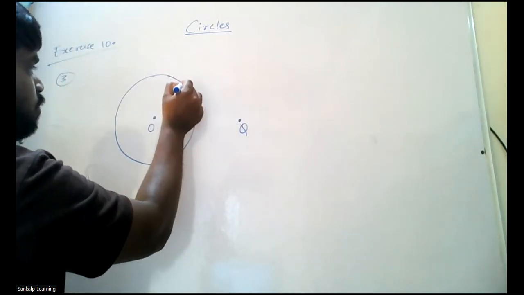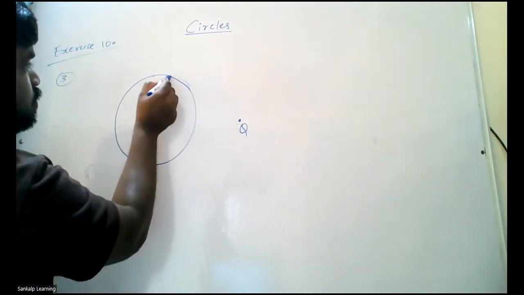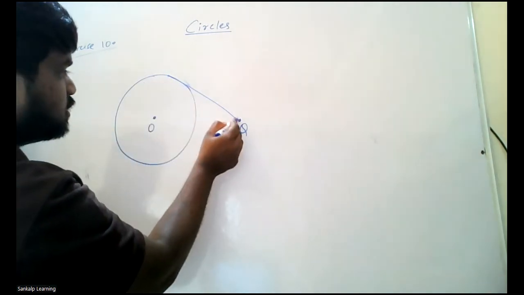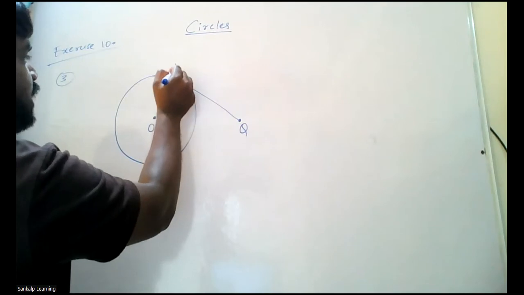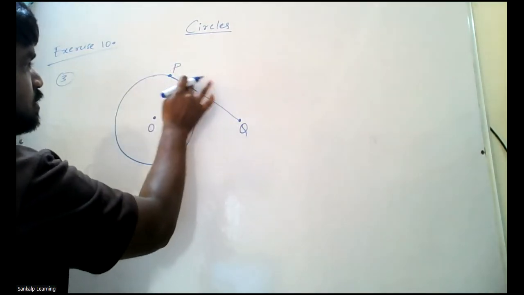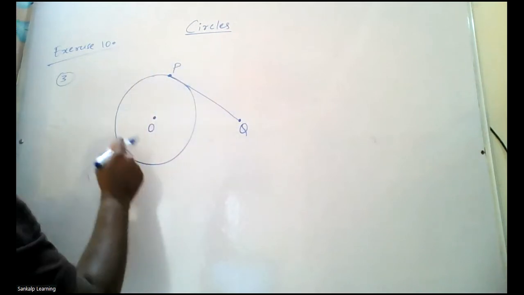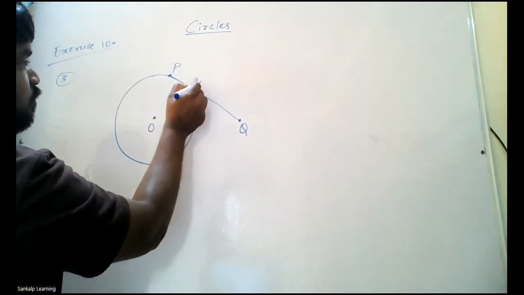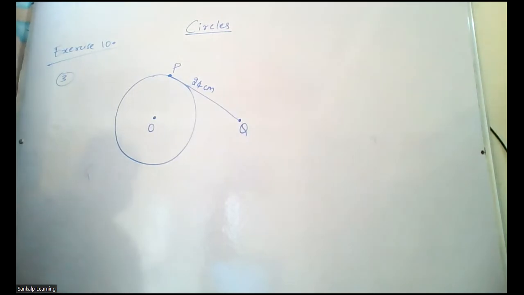Okay, let me draw it properly. From this point we have drawn a tangent. Let's say this point has some P. That will be fine. And the length of this tangent is, this is tangent, right? Because it is meeting the circle at only one point. The length of the tangent is 24 centimeter.